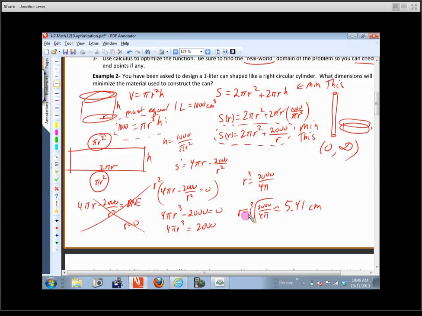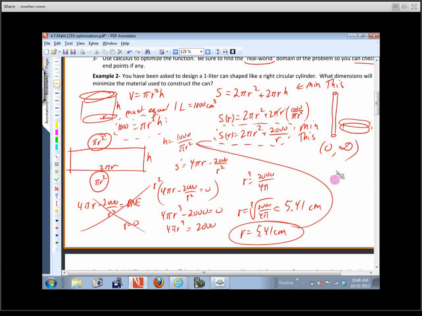No, that's just the radius. That's just what the radius is. The radius is 5.41 centimeters. What do you mean the cube? Yeah, if this is cubic centimeters, we're taking the cube root, so that would make it just centimeters. Good there? Okay, so that's what the radius is. How would you figure out what the height is? Plug it into this right here.